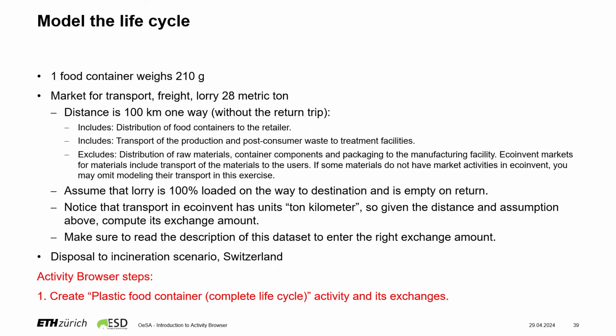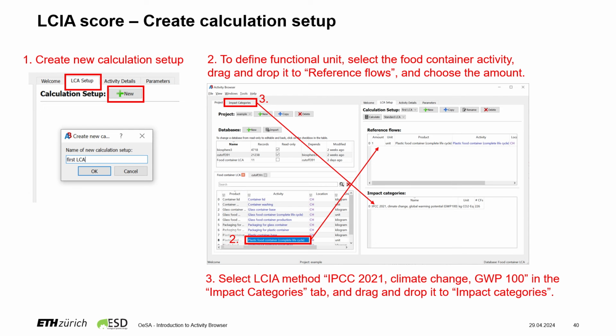Yes, I think we can go ahead and model your foreground, and afterwards we can compute life cycle impact assessment scores together. Okay, so basically we have our plastic container, its complete life cycle. What we need to do next is actually compute the impact assessment score. And how you do it is you create a calculation setup. So, new calculation setup, and you call it somehow. I called it first LCA.